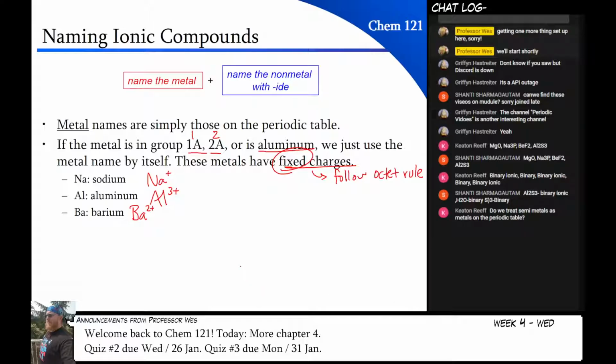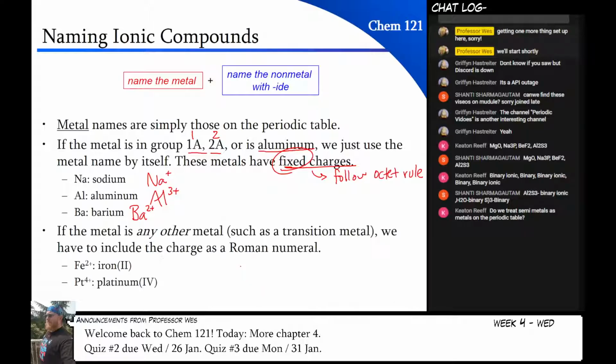Other elements, though, such as transition metals, don't follow the octet rule, which means that they can have any charge that they really want to. Some charges are more common than others, but for instance, both of these exist, iron 2+ and iron 3+. In fact, iron 4+ exists too. You can't just call them all iron, though, right?